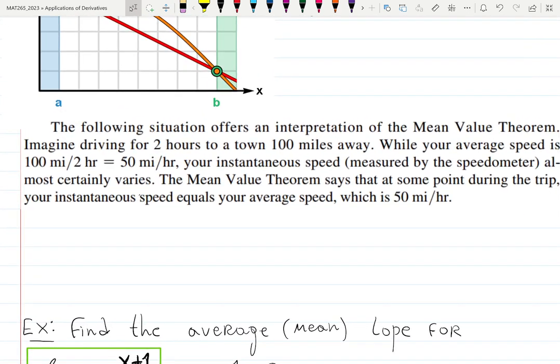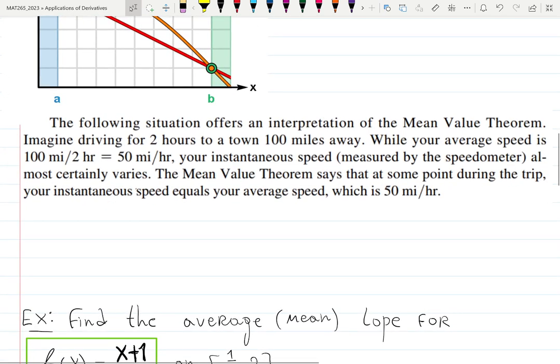The following situation follows the interpretation. Imagine driving for 2 hours to a town 100 miles away. Your average speed is 100 over 2, 50 miles per hour. Does that make sense? 50 miles per hour. That's your average, because you drove 100 miles in 2 hours, right? That's the average. Your instantaneous speed, what is instantaneous speed? Tangent line. Measured by your speedometer.